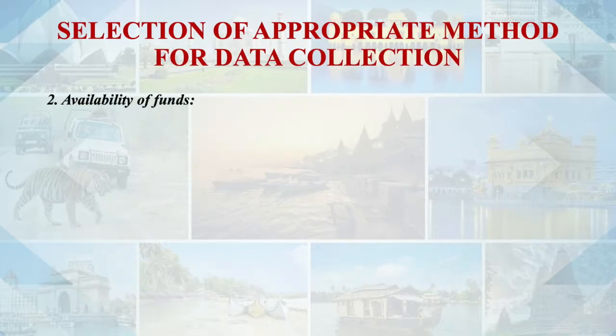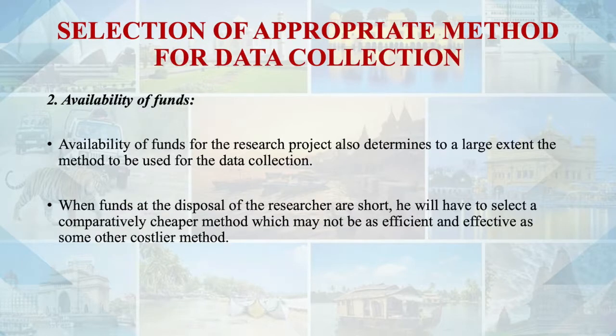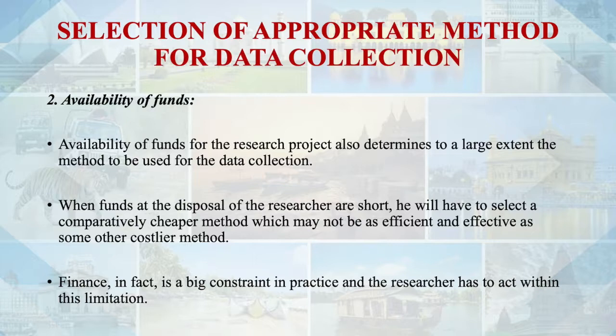Point number 2 in this regard is the availability of funds. Yes, it's very important. Availability of funds for the research project also determines to a large extent the method to be used for data collection. When funds at the disposal of the researcher are short, he will have to select a comparatively cheaper method which may not be as efficient and effective as some other costlier method. Finance, in fact, is a big constraint in practice, and the researcher has to act within this limitation.